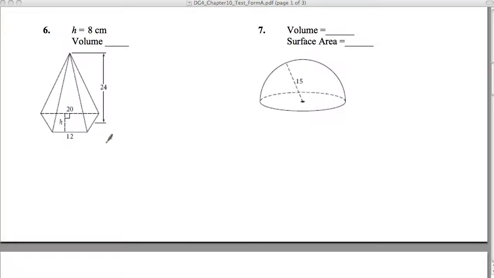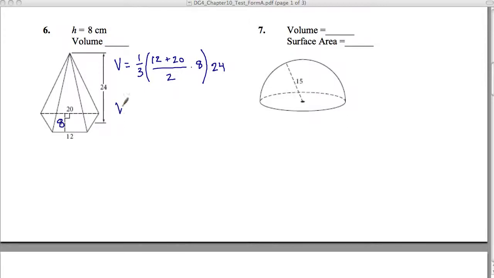Alright, on 6 and 7, again we want to find the volume. So for 6, we want to use the equation volume is 1/3 because it's a cone, or sorry, it's a pyramid. And then the area of the base here is a trapezoid. So I'll just go ahead and write it out here. 12 plus 20 over 2 times the height. And notice the height in this case is 8. So times 8. So that's 1/3 area of the base times the height, which is 24.